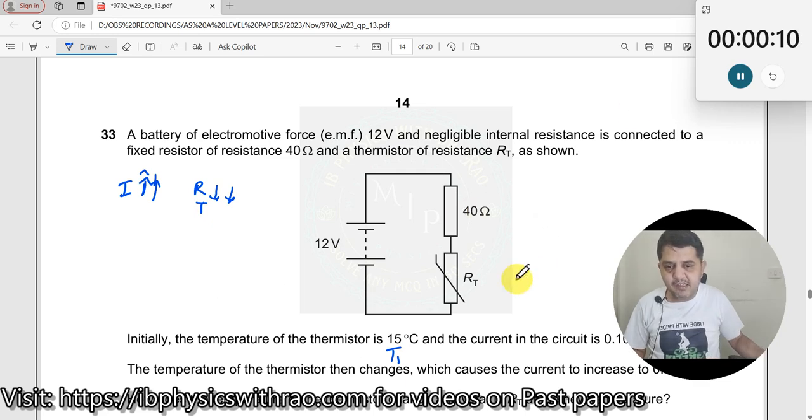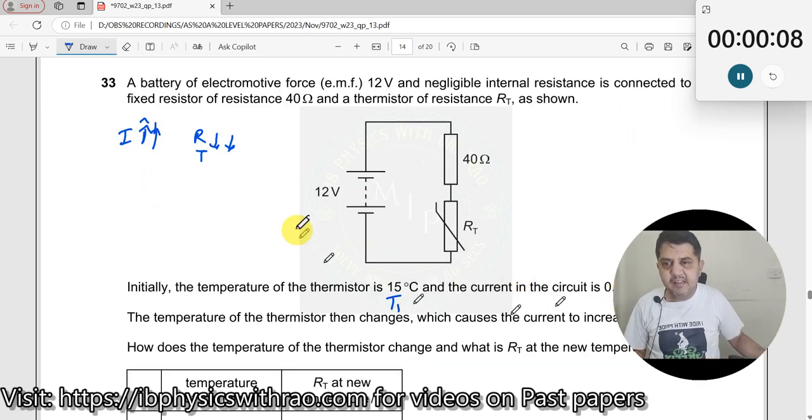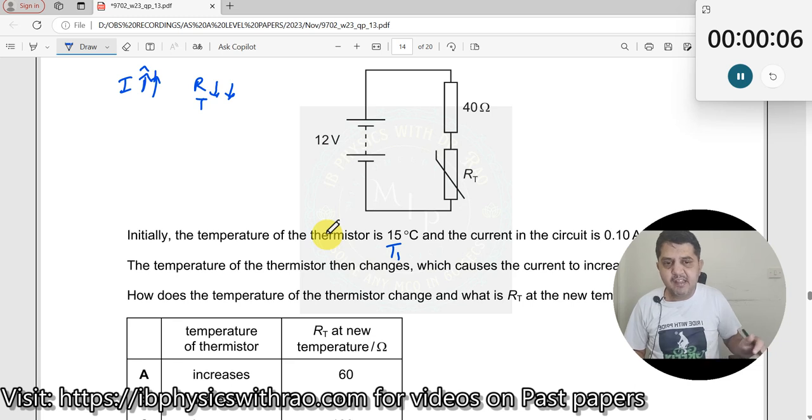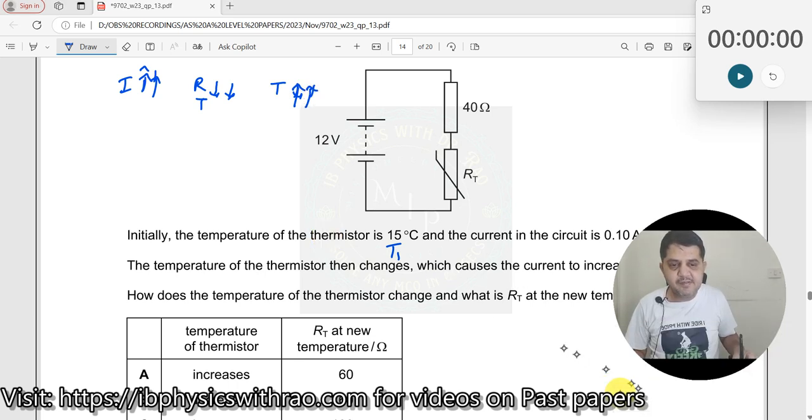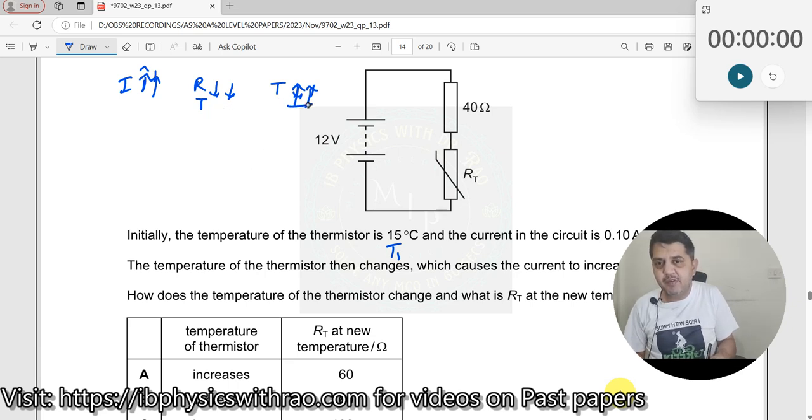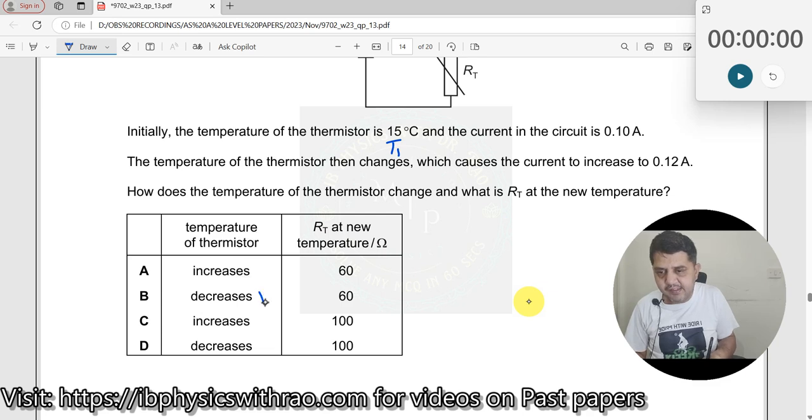Now what is being asked? When can the thermistor's resistance decrease? The thermistor's resistance can decrease when the temperature is increased. When the temperature is increased, definitely the resistance will decrease. So therefore the temperature of the thermistor is increasing, and so this option is incorrect. The next two we need to see.